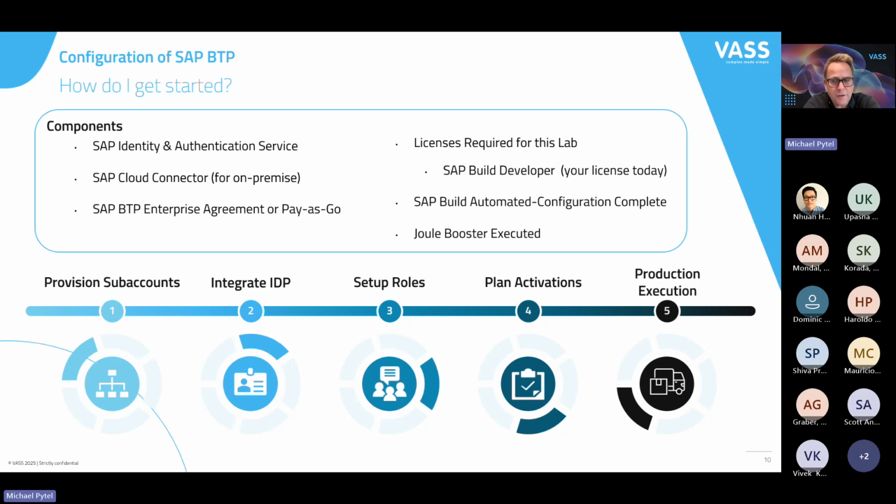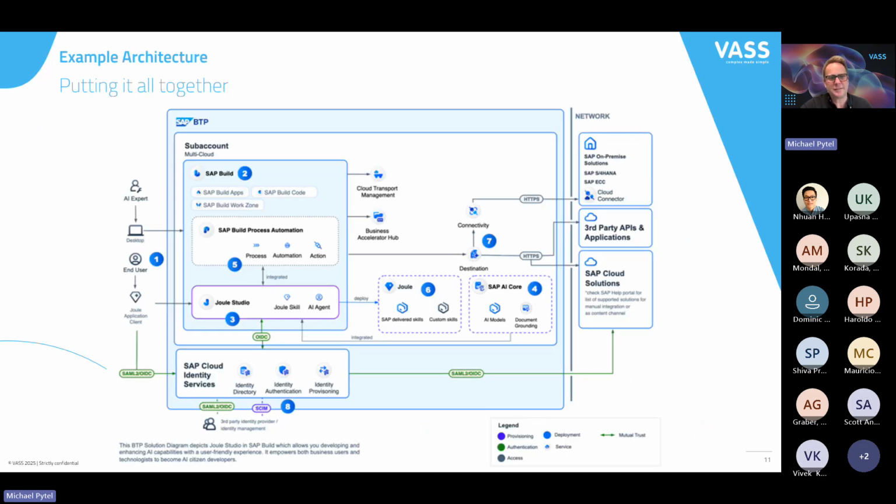We're going to talk about the configuration steps that need to happen before you can get started. But in terms of licenses, one common misconception I get is, do I need AI units? And the answer is no, you do not, right? You just need an SAP Build developer license. We do need to have the SAP Build automated configuration completed. We do need to have the Joule booster set up. But the only license you need to get started is that SAP Build developer license.